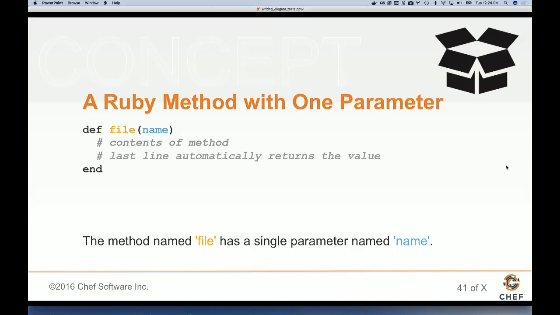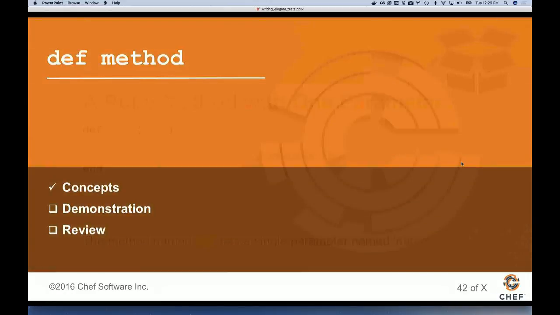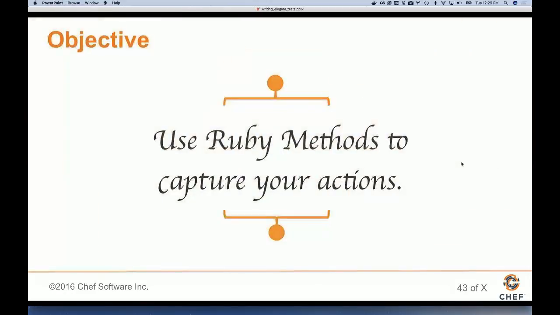Where most languages you might be familiar with have an explicit return, you have to say return and then the value you want to return. That's available inside of Ruby, but a lot of times we just rely on the fact that the last line is returning a value for us, and that gives us a lot of power in terms of expressiveness. So this method named file takes a single parameter, the file name. We're going to use that method inside our work here to make it easier for us to extract node attributes.